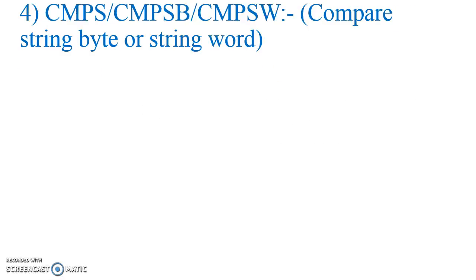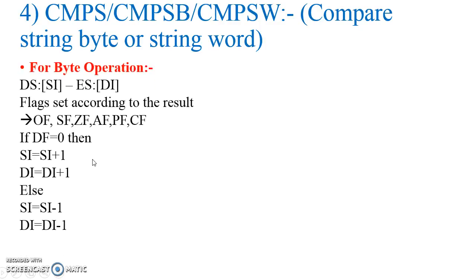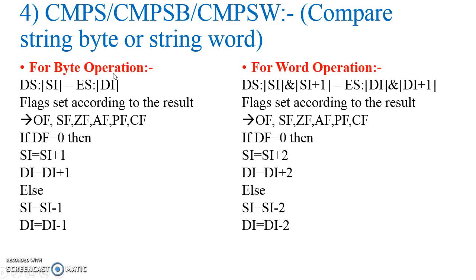The next instruction is compare string byte or compare string word. This instruction can be used to compare a byte or word in one string with a byte or word in another string. SI is used to hold the offset of the byte or word in the source string, and DI is the register which is used to hold the offset of the byte or word in the destination string. Comparison is nothing but subtraction.